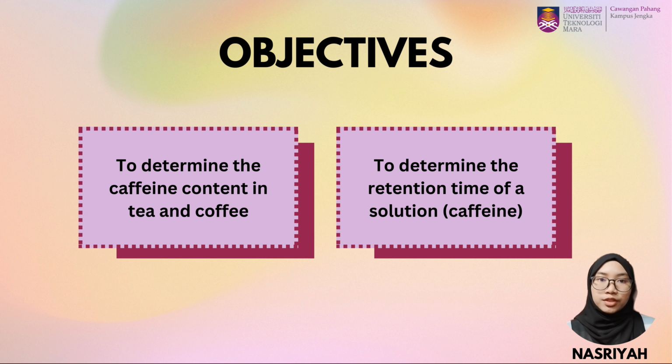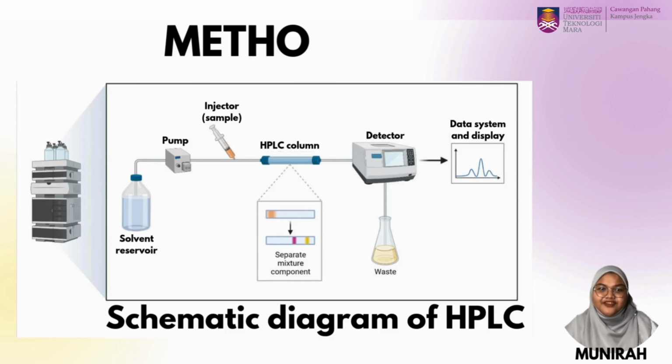Next, we will move to the objective. In this experiment, we discovered two objectives. The first one is to determine the caffeine contained in tea and coffee, and the second one is to determine the retention time of a solution, which is the caffeine. Moving on to the next slide.